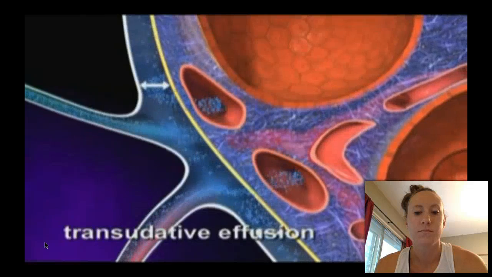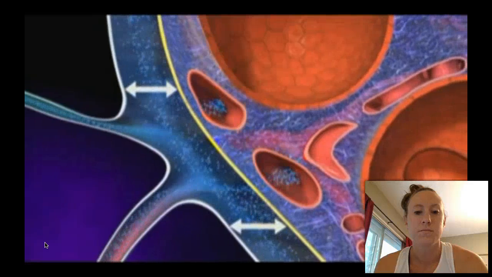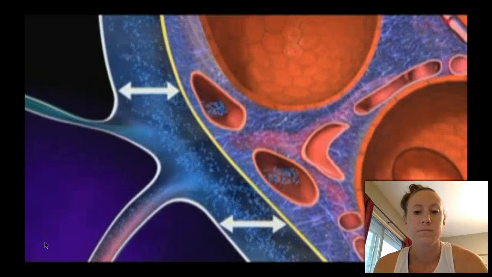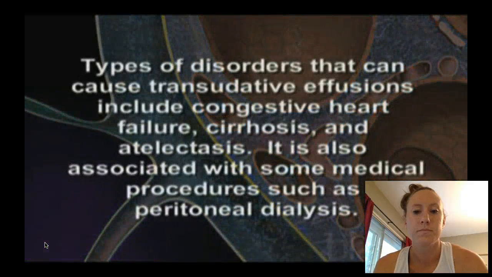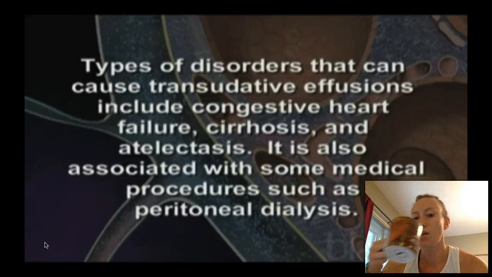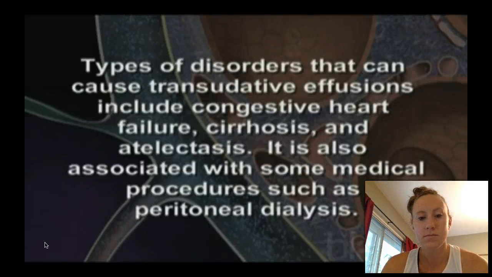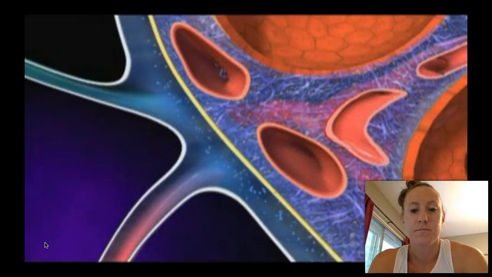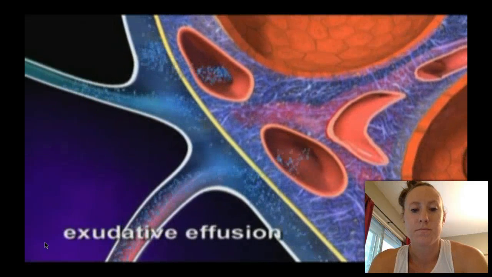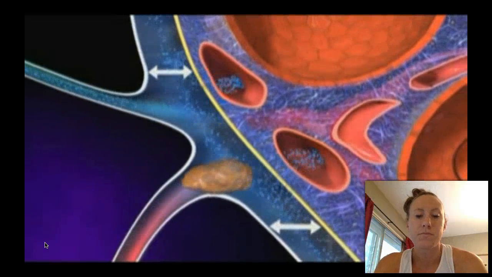Transudative effusions are caused by an underlying disease or disorder that disrupts the normal pressures in the lungs, compromising the ability of the blood vessels in the chest to remove excess fluid within the pleural space. Types of disorders that can cause transudative effusions include congestive heart failure, cirrhosis, and atelectasis. It is also associated with some medical procedures, such as peritoneal dialysis. Exudative effusions are caused by lung diseases, resulting in inflammation of the pleura due to infection or disease.